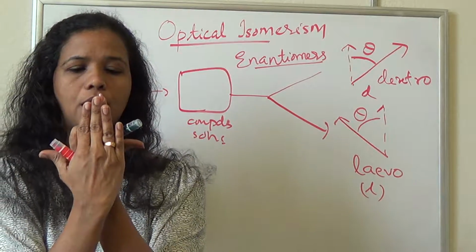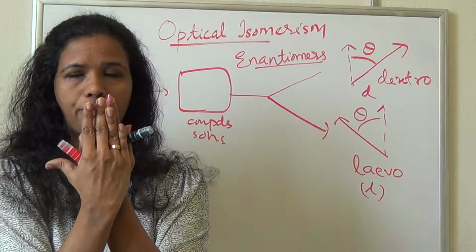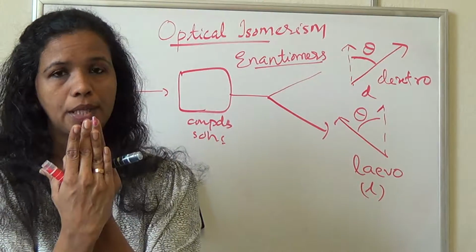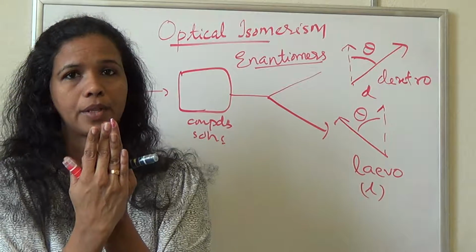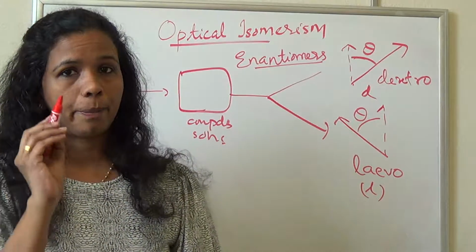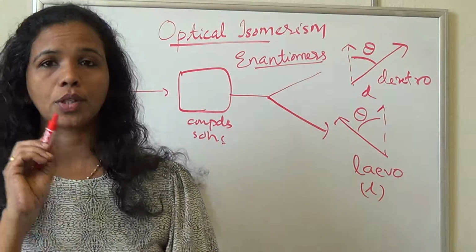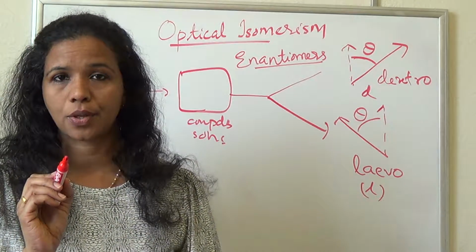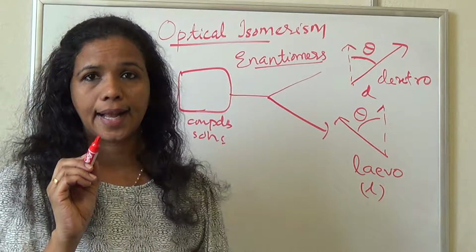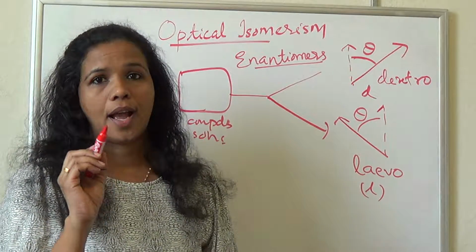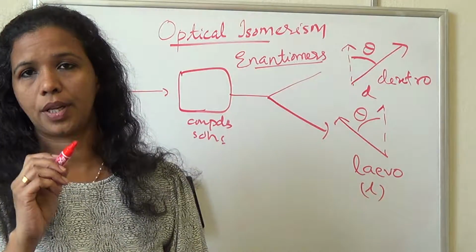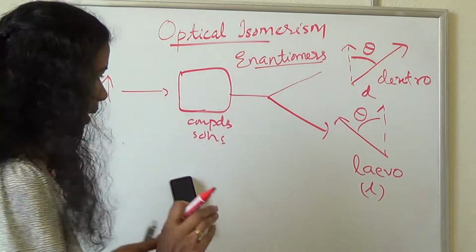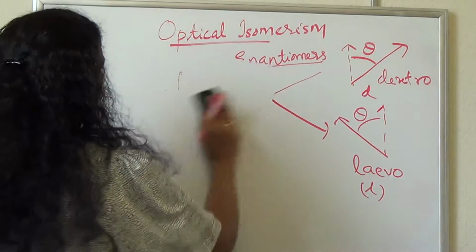But if it is not the same, that is called non-superimposable. That is, if a compound possesses a non-superimposable mirror image, that compound is called chiral, and it will show optical activity. We'll discuss an example.